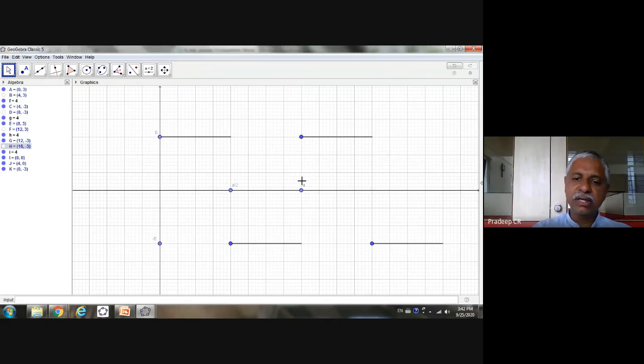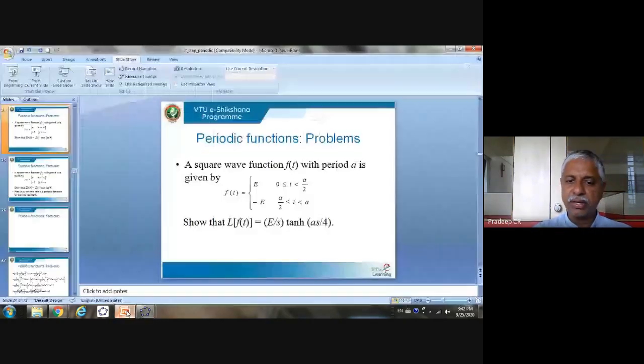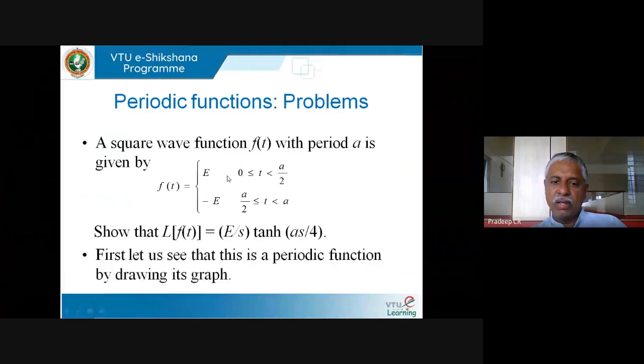This is the graph. Clearly, it's a periodic function with period a, because whatever happens from 0 to a, the same thing happens from a to 2a, from 2a to 3a, and so on. So that's why it's a periodic function. All I've done is to convince you that this is indeed a periodic function. So that's what I've shown you.